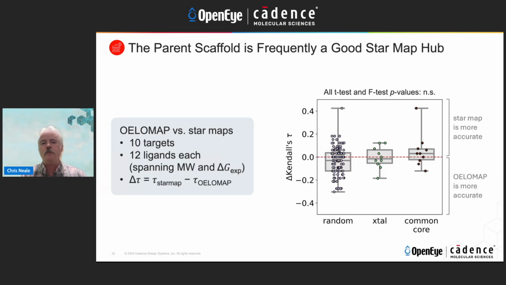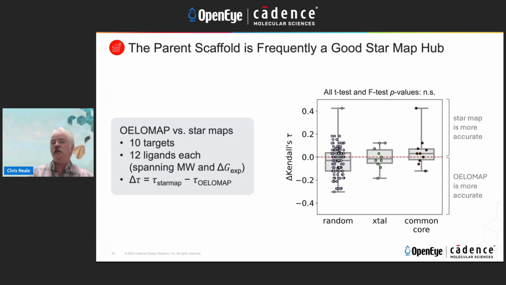And it's this spread that really motivated our deeper investigation into the dependence of accuracy on the selection of the hub. So now we took 10 different targets, each with 12 ligands, and we analyzed what those would look like with different types of hubs as the star map. So on the left, the strip chart that's labeled random, this is in fact all 120 possible star maps.